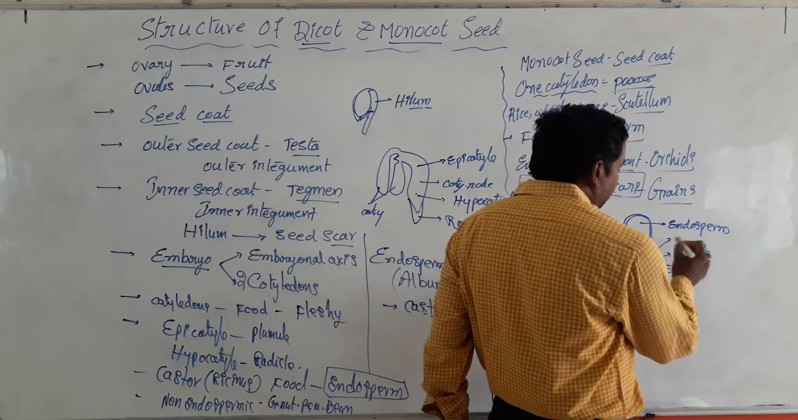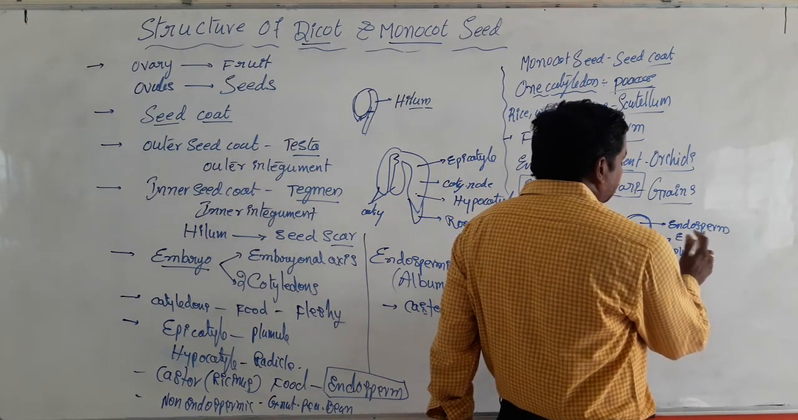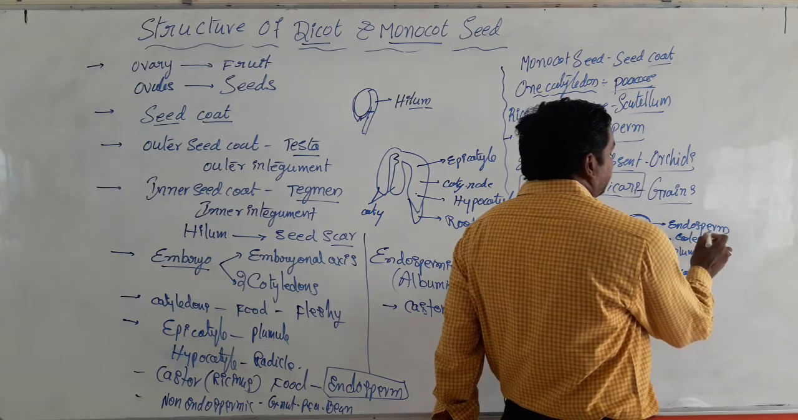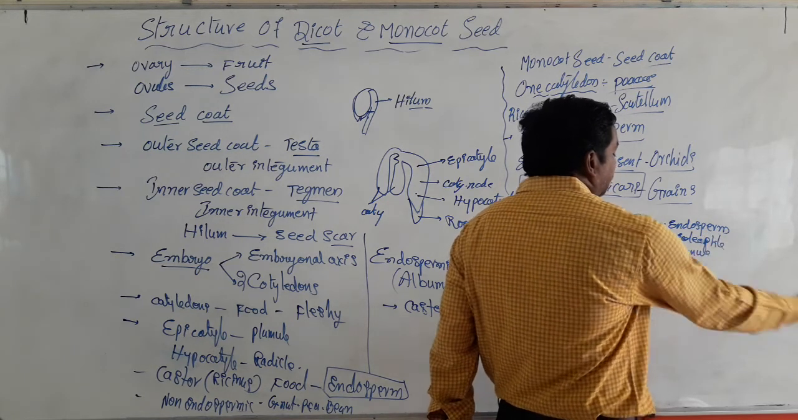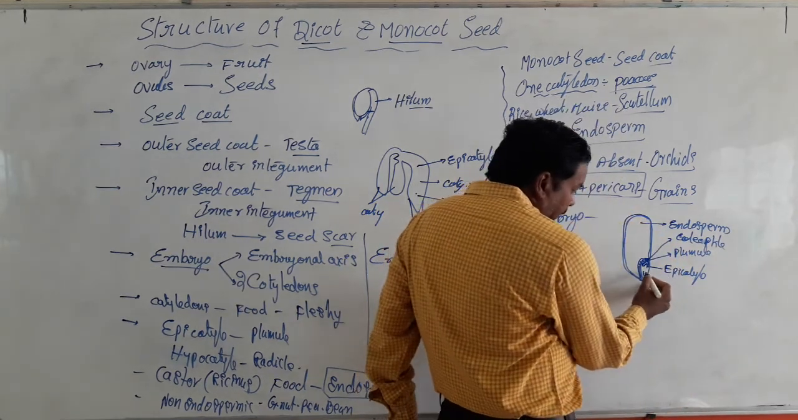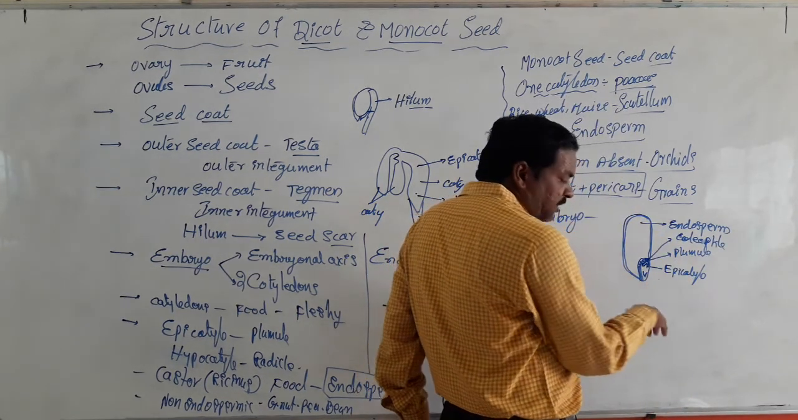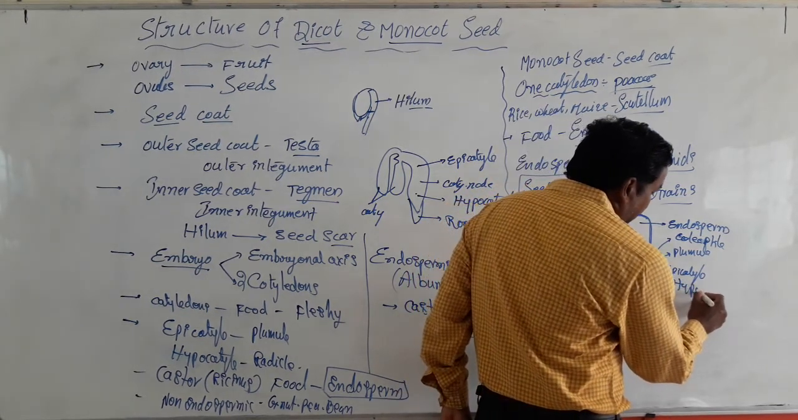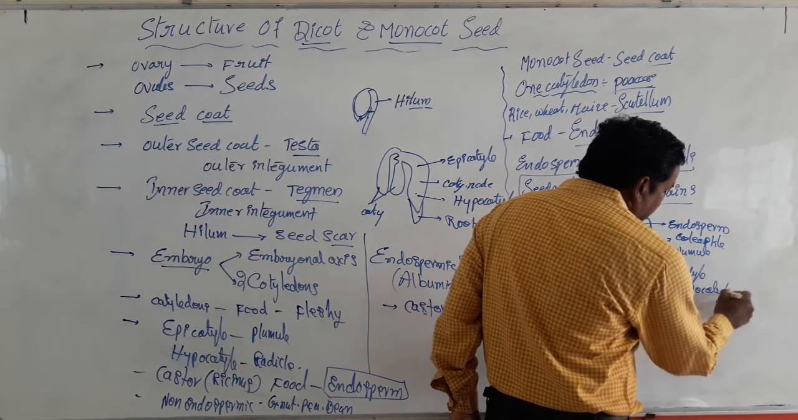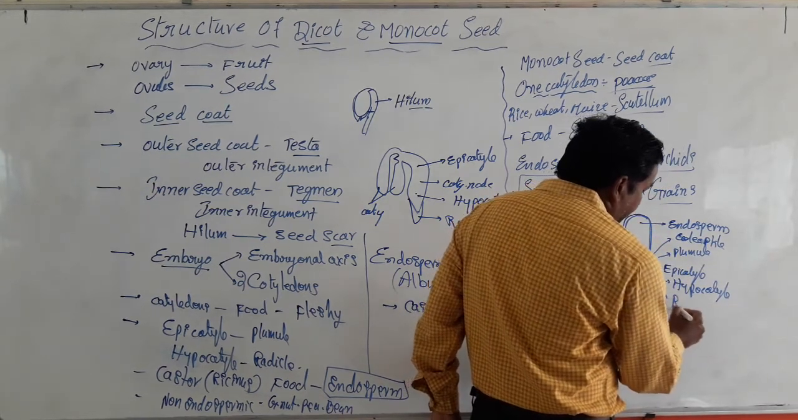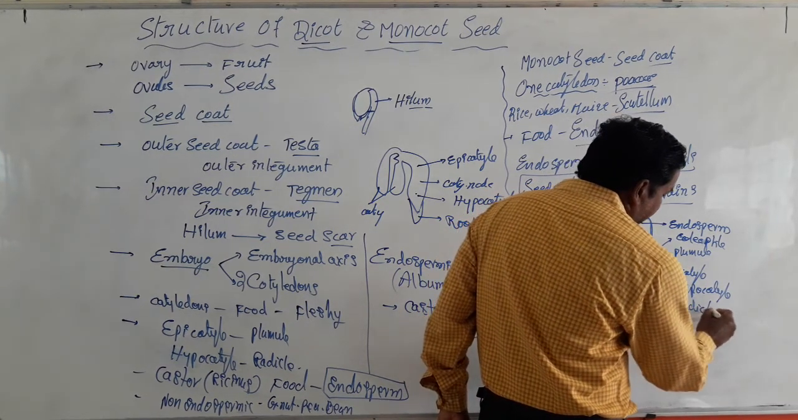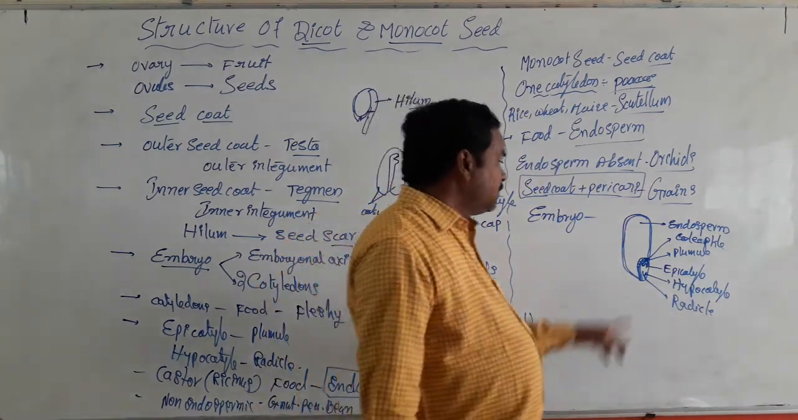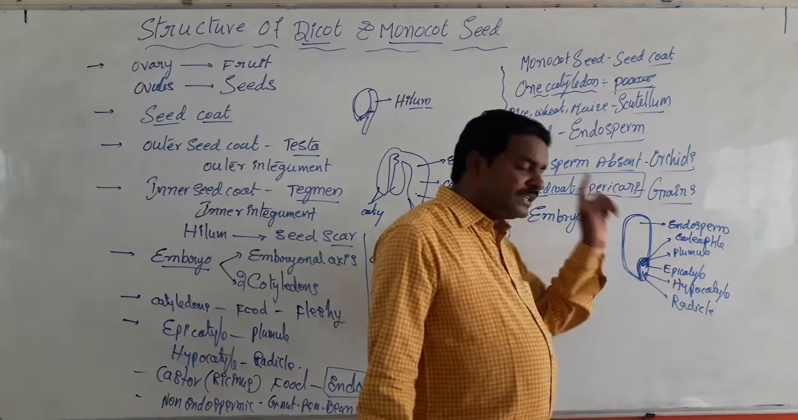Surrounding these primordial leaves there is a protecting sheath, that is called coleoptile. The part of the embryonal axis present below the epicotyl is considered as hypocotyl. It terminates into the radicle. In this way, within the seed coat there is an embryo.